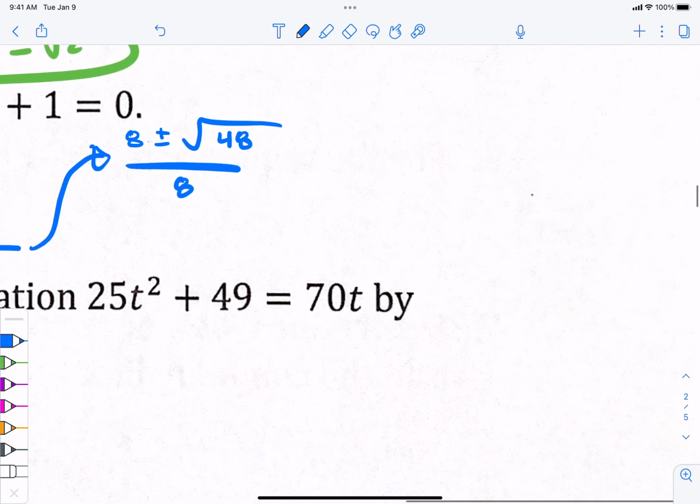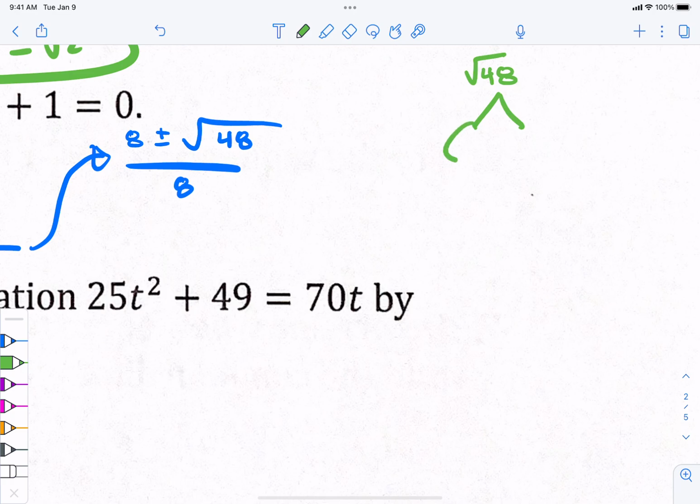I'm going to go ahead and break 48 down. What goes into 48? 4 and 12, but we want to use 16 and 3 instead because that's the biggest option, okay? So the square root of 16 is 4. The square root of 3 just stays the square root of 3. So I'm going to put him over here. This is 4 square root of 3.